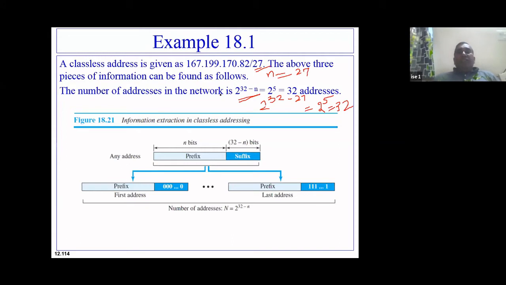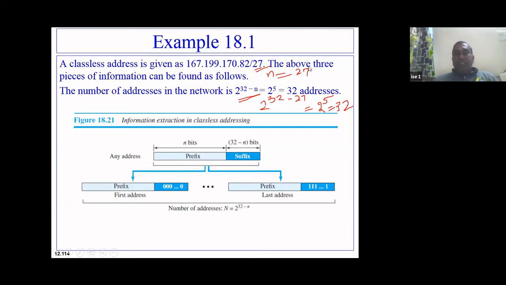Okay, the number of addresses in the network is 2^32, right? So this is nothing but the first n bits as prefix and 32 minus n bits as suffix. For the first address, I am not disturbing the prefix. The last 32 minus n bits, 32 minus 27 means 5 bits, I'll make all zeros. And if I want to find the last address, that is the host addresses, the prefix I am keeping untouched, and the last 5 bits, 32 minus 27, I'll make 1. You got the idea, do it.